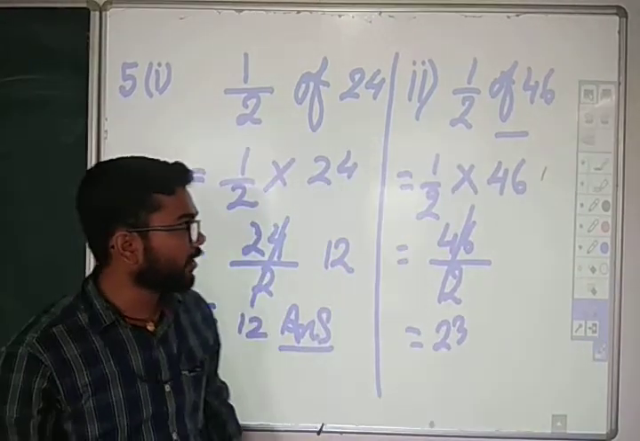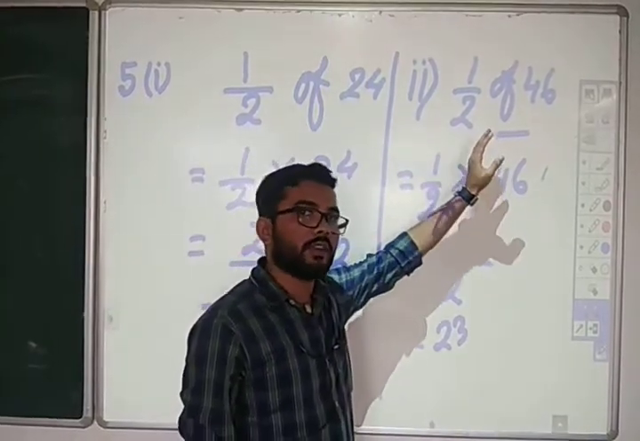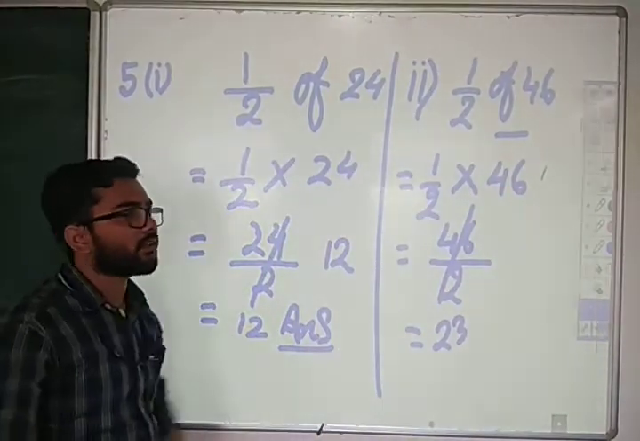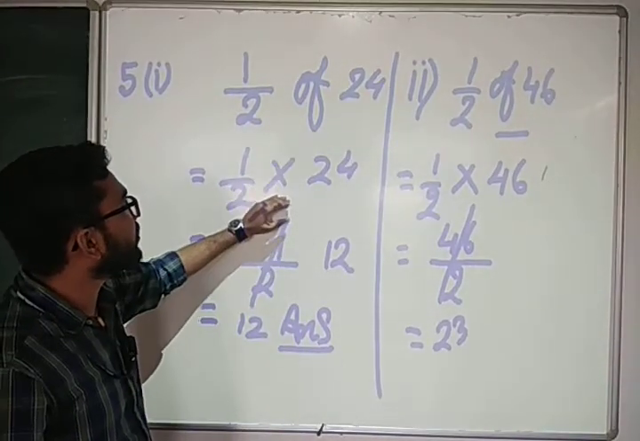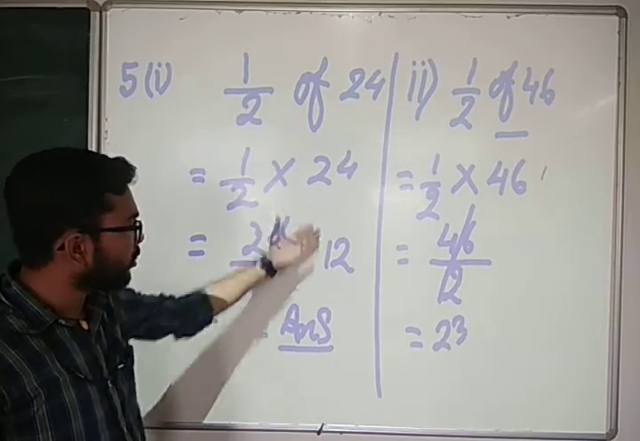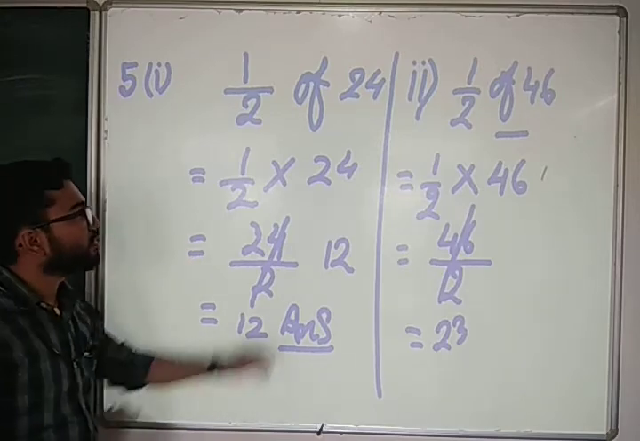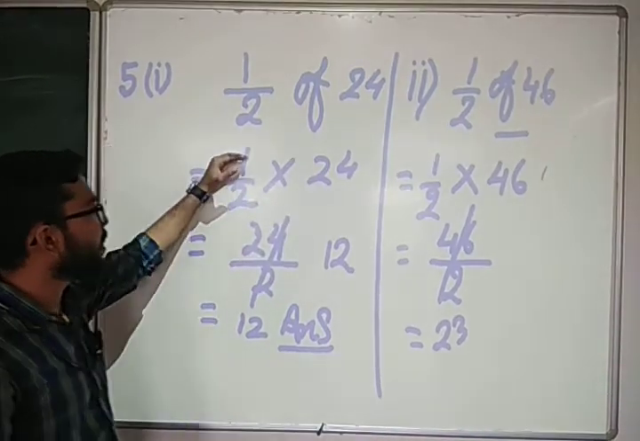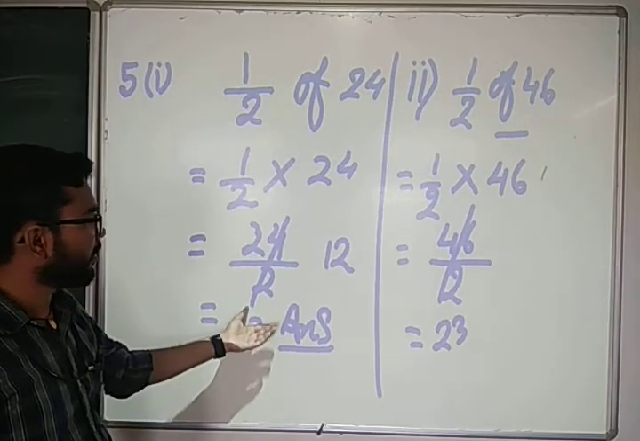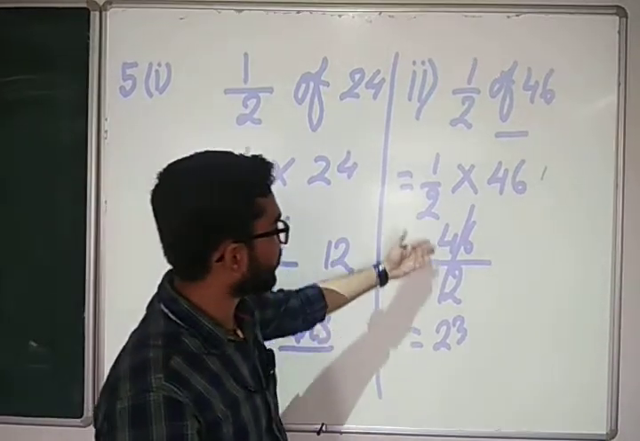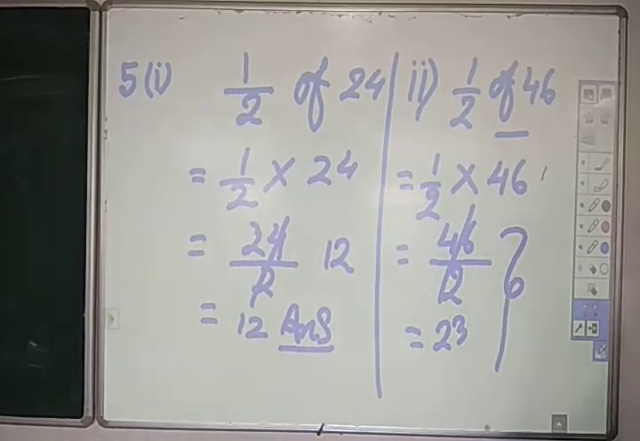In this way you can find it if "of" is given. "Of" represents multiplication. You have already learned in previous 5th or 6th classes that "of" represents multiplication. You just put a multiplication sign in place of "of" and do the same process you did in the previous 4 questions. Just multiply the whole number with the numerator, the denominator will be the same, and calculate. Divide 24 by 2, you will get 12. Similarly, divide 46 by 2, you will get 23. In this way you can solve question number 5.